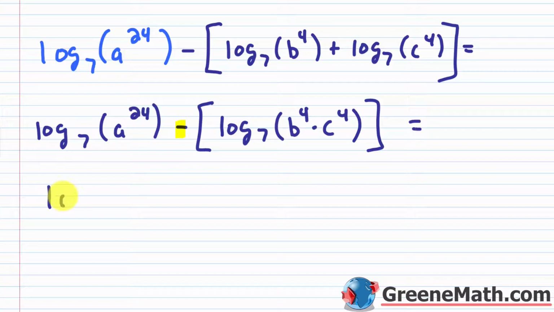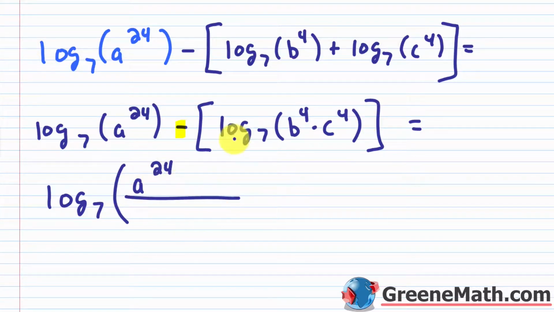So I'm going to have my log base 7 and then of. So this guy's going to go in the numerator. This guy's going to go in the denominator. So I'm going to go a to the power of 24 in the numerator, and then over in the denominator, I'm going to have my b to the 4th power times c to the 4th power. Okay. So this is how you want to write it.